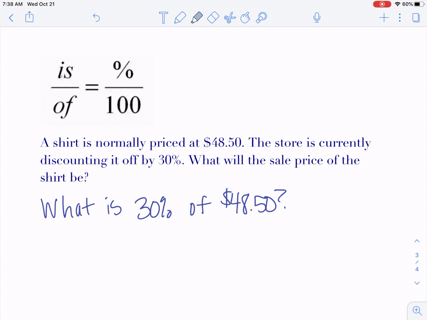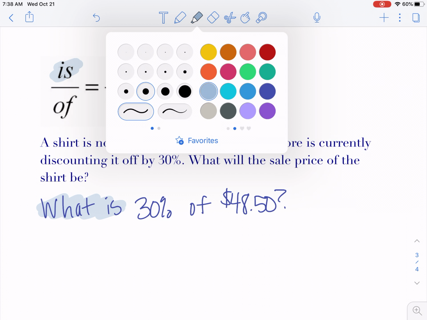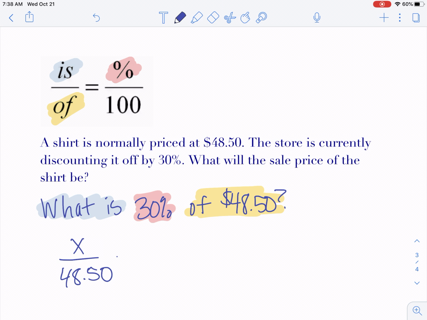Using this to set up my proportion, I'm finding the is portion. I'm finding the part that I'm going to take off the total amount of $48.50. So $48.50 is my total amount, the of portion of my proportion, and 30% is my percentage, so it will go above the 100 in my proportion. So setting up my proportion would look like x over $48.50 is equal to 30 over 100.